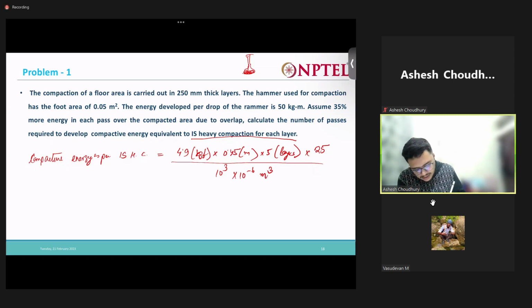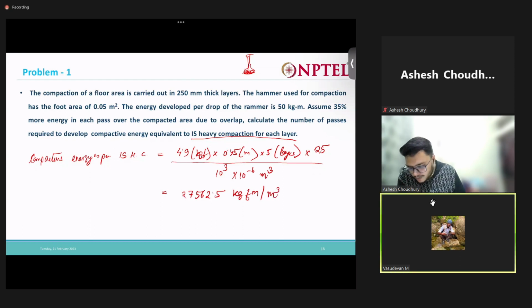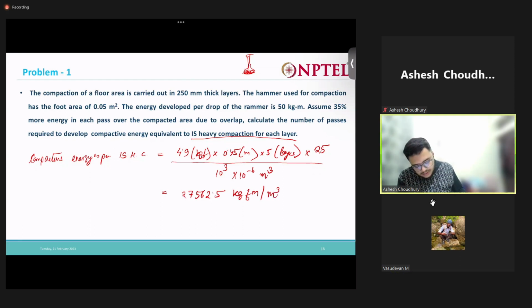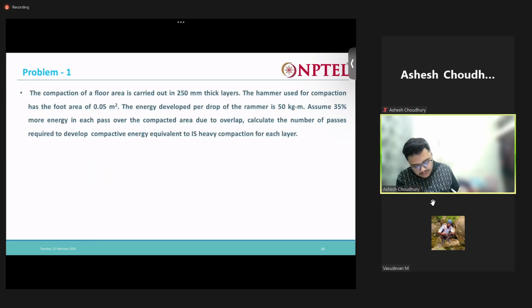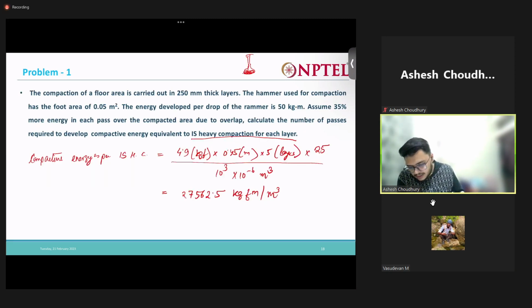If you do this calculation, the compactive energy will come out as 27562.5 kg force meter per meter cube. Now this is the compactive energy as per IS heavy compaction.